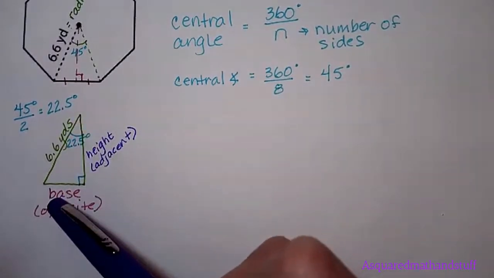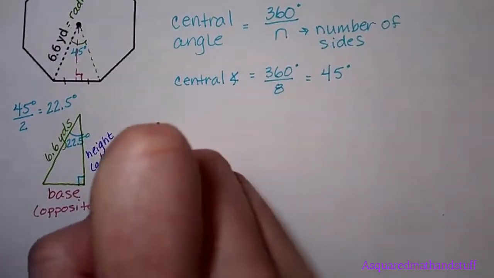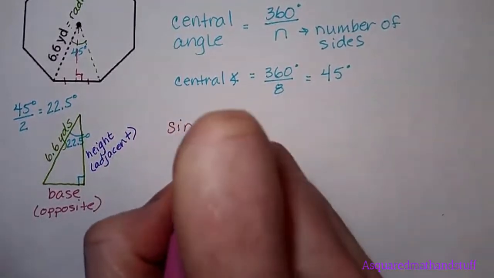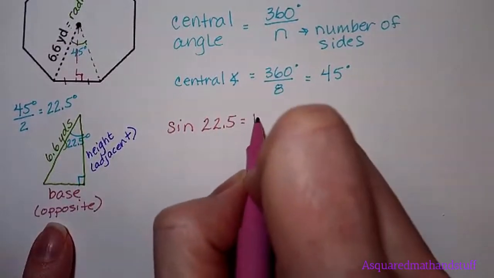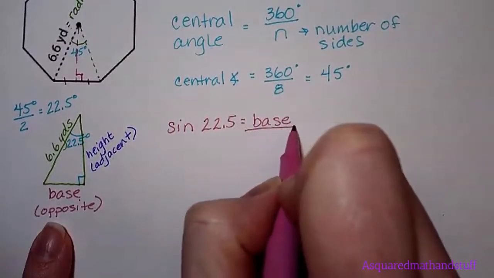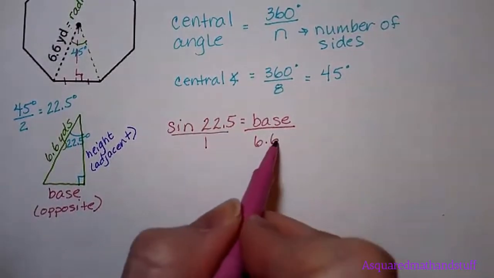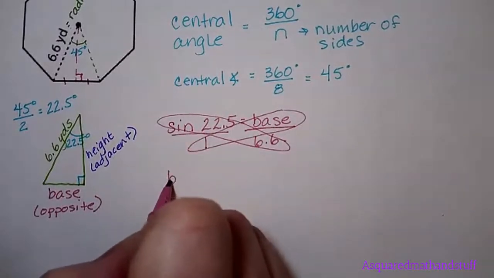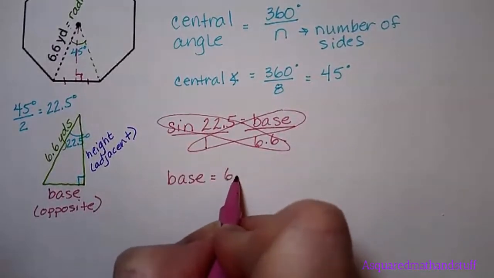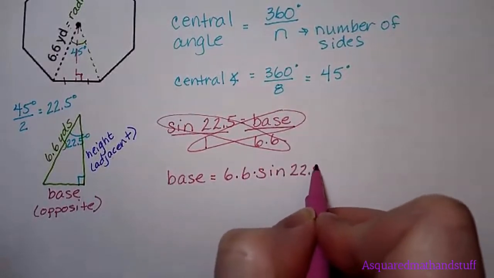The first one I'm going to look for is my base. My base is my opposite side, and I know my hypotenuse. That means I'm working with opposite and hypotenuse, or my sine. So I'll take the sine of 22.5 degrees and set it equal to my opposite side length, which is the base, all over the hypotenuse, which is our 6.6. Put this over 1, and we can do our cross multiplication and solve for our base. So we will see that the base is equal to 6.6 times the sine of 22.5 degrees.